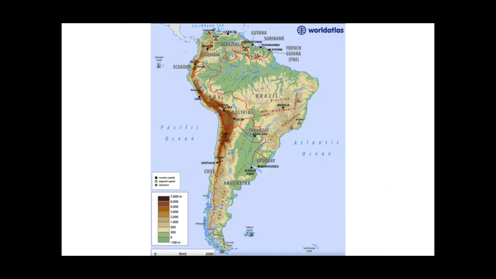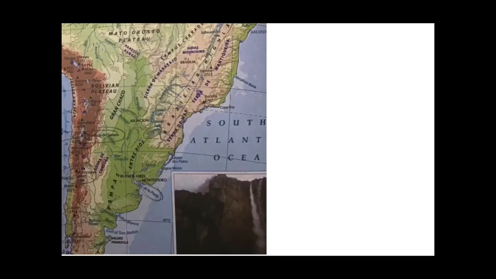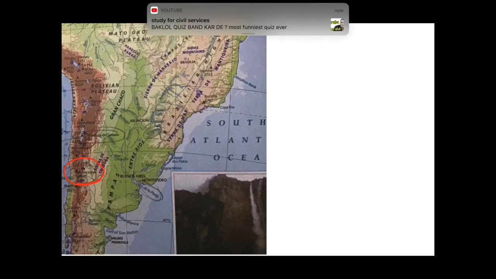So guys, one more important thing, you can see over here that this is Mount Aconcagua, and to the north of this lies Mount Ojos del Salado. Mount Ojos del Salado is the highest active volcano in the world, and it is located over here in Argentina. So you can say that Mount Aconcagua and also this Mount Ojos del Salado, they both lie in Argentina, and this Ojos del Salado lies to the north of Mount Aconcagua. Guys, you can see it over here also. This is Mount Aconcagua, which lies in Argentina, highest peak of Andes mountains, and this is Mount Ojos del Salado, which is the highest active volcano in the world, and they both lie in Argentina.